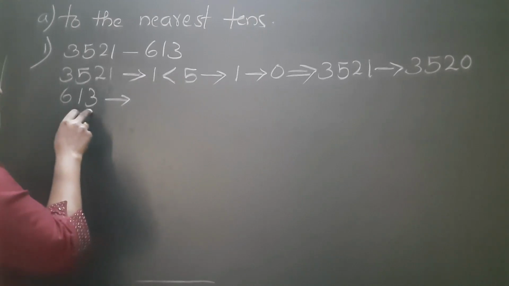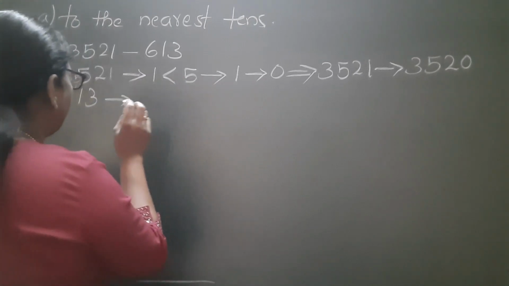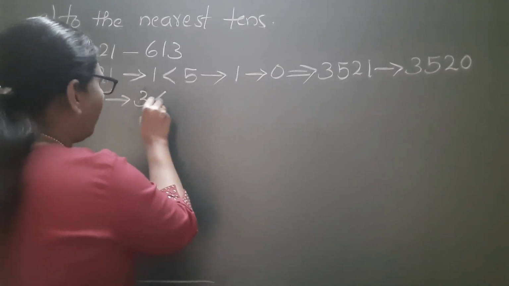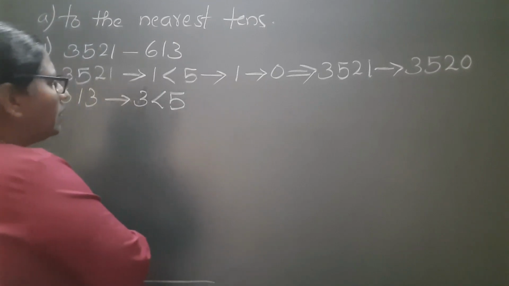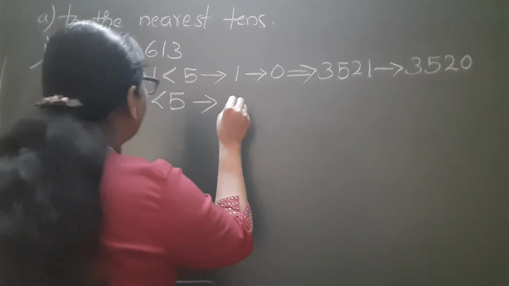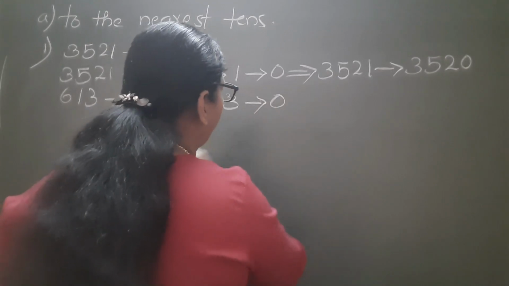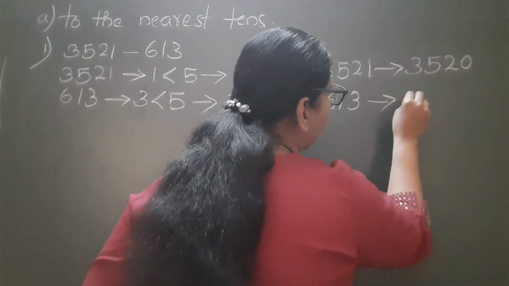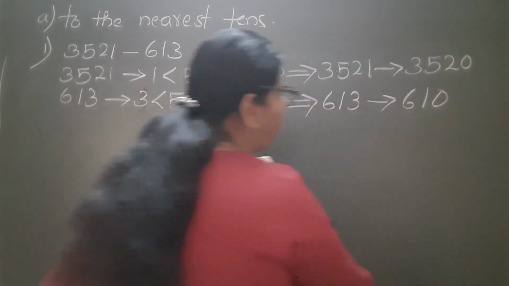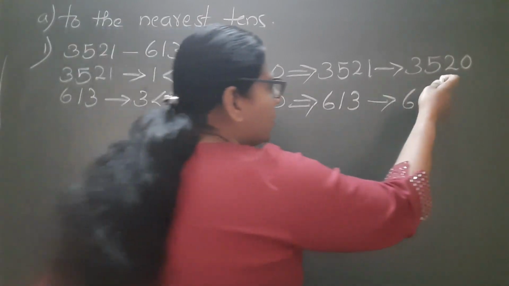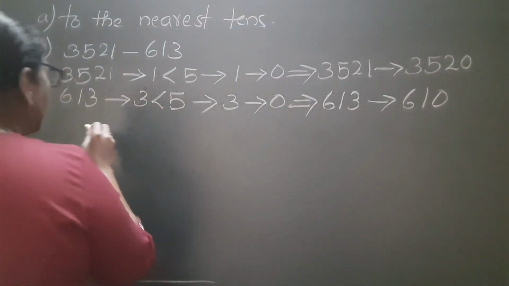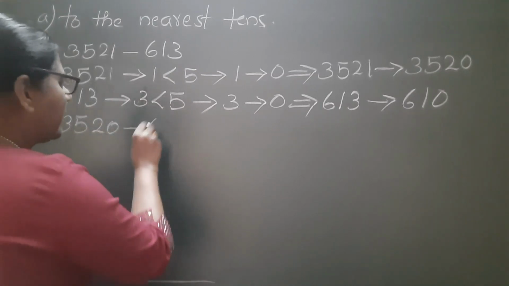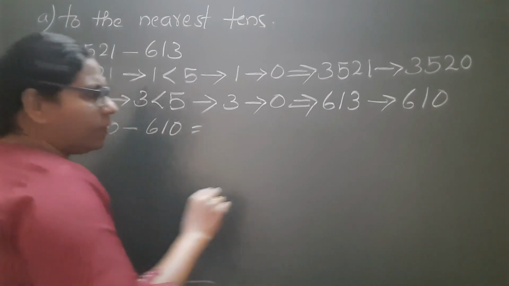In 613 also, 3 is in the ones place. Since 3 is less than 5, 3 rounds off to 0. So 613 rounds off to 610. Now we have to find the difference between these two numbers: 3520 minus 610. Let's find out.